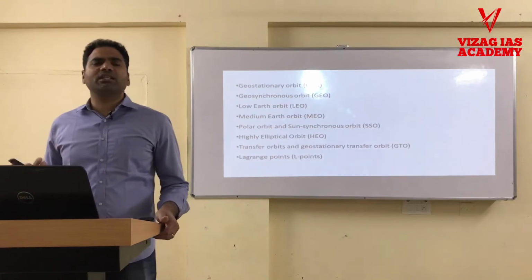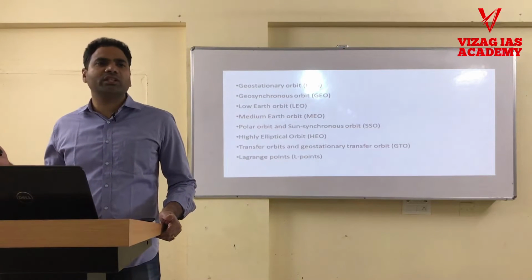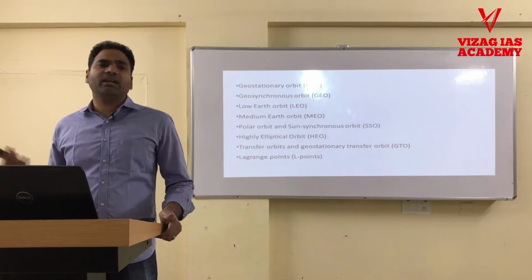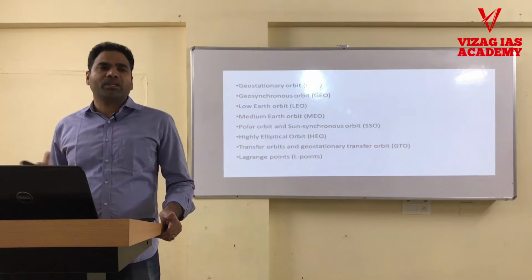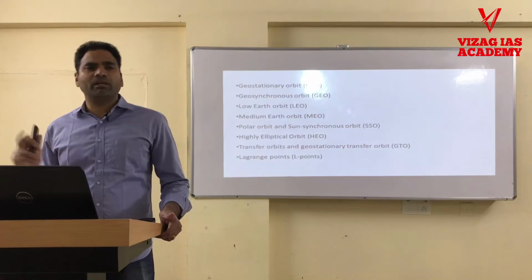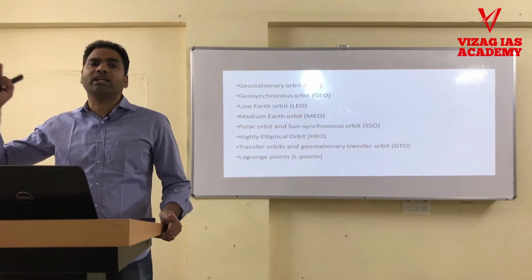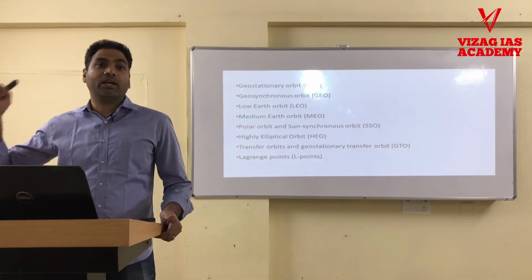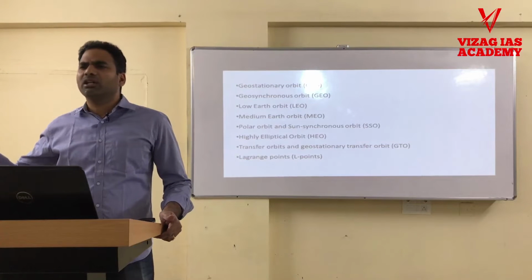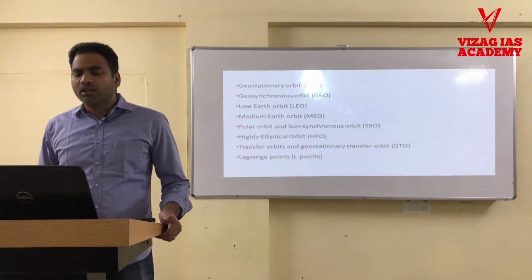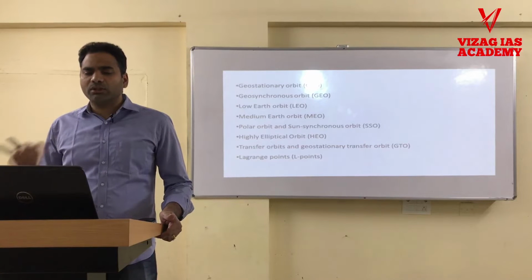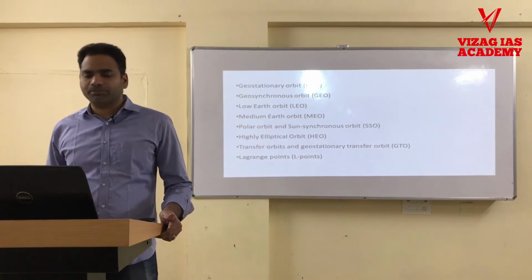Now geosynchronous, it is more or less similar to geostationary, but the eccentricity and the angle of tilt differ. There can be a little angle of tilt, but the height is the same. Both are at around 36,000 kilometers, 35,000 odd, you can say. So geostationary is a subset of geosynchronous.